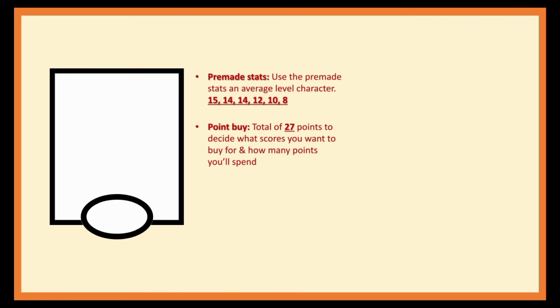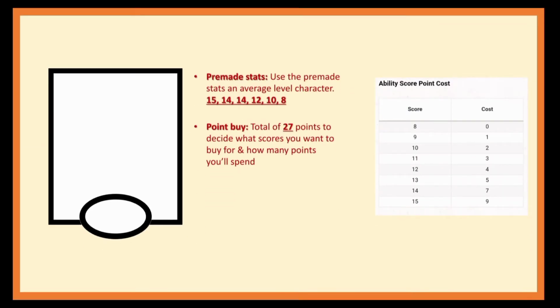So, this is important. The maximum amount of points you can use is 27. You must remember that you have 6 abilities because, as you can see on the table, you don't need to spend any points for an ability score of 8. You need to spend 1 point for an ability score of 9, 2 points for an ability score of 10, 3 points for an ability score of 11, 4 points for an ability score of 12, 5 points for an ability score of 13, 7 points for an ability score of 14, and finally 9 points for an ability score of 15.